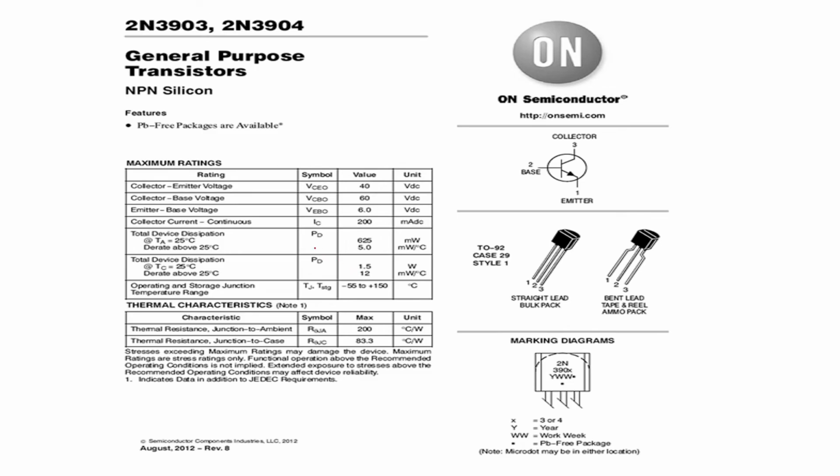So here you can see the transistor which we are studying, the 2N3903, 2N3904. This data sheet is for these two transistors. It is made by ON Semiconductor. It is an NPN transistor which is silicon based. It is a general purpose transistor.